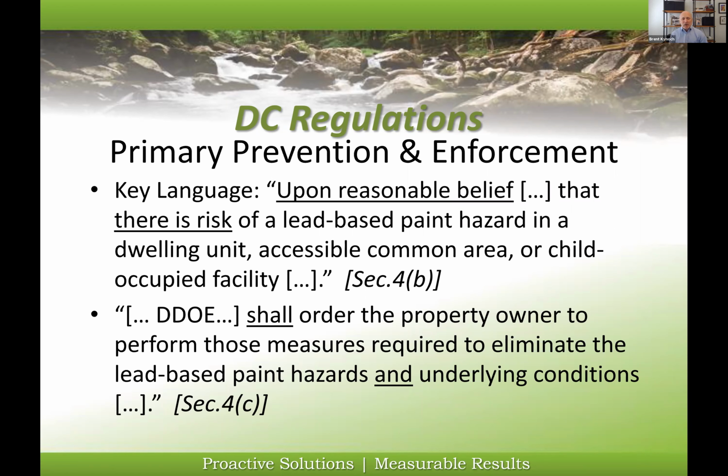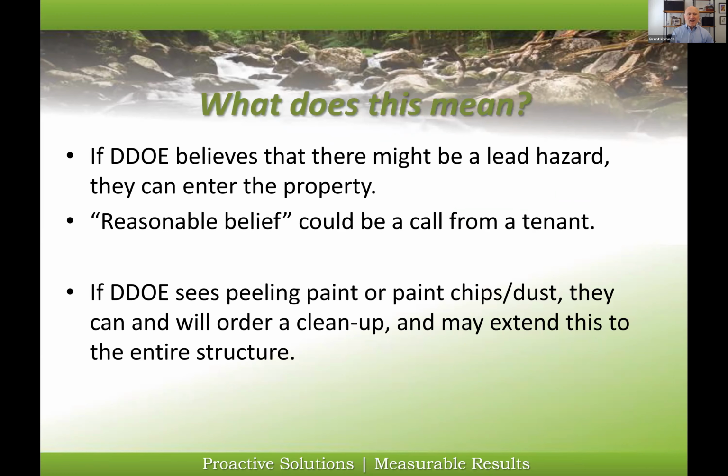The District Department of the Environment, or DDOE, the district government, can also order the property owner to do whatever it takes to eliminate any lead-based paint hazards and underlying conditions as part of this belief. So going further, as I said earlier, if DC believes there's a lead-based paint hazard, they can enter the property.